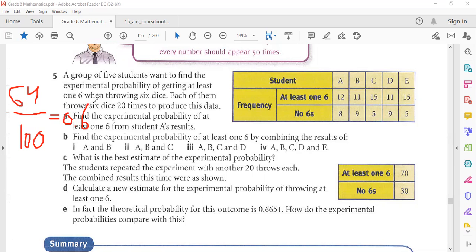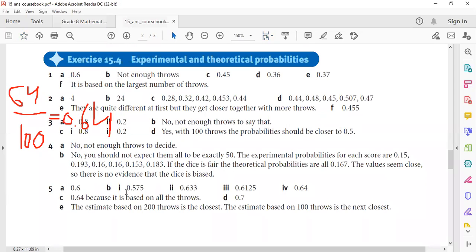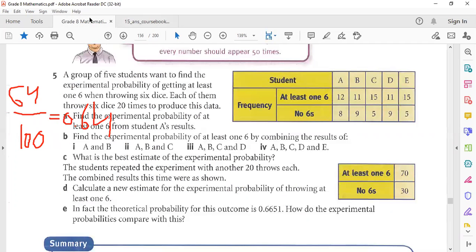Okay. So you can see here. This is 0.64. Okay. So next one.